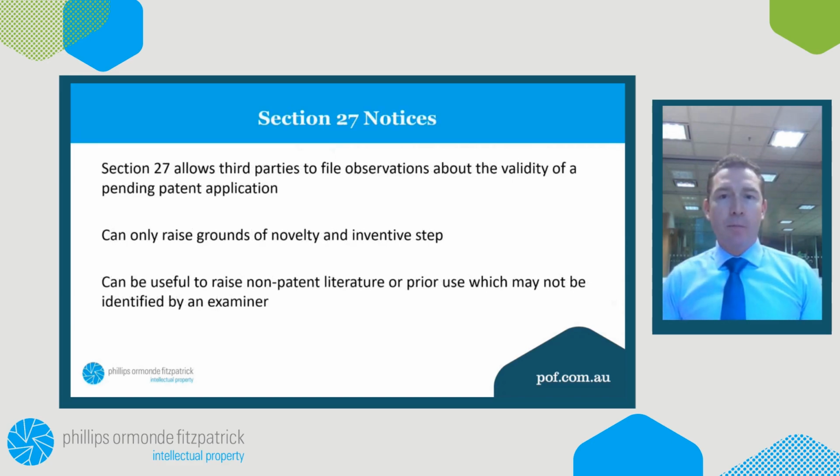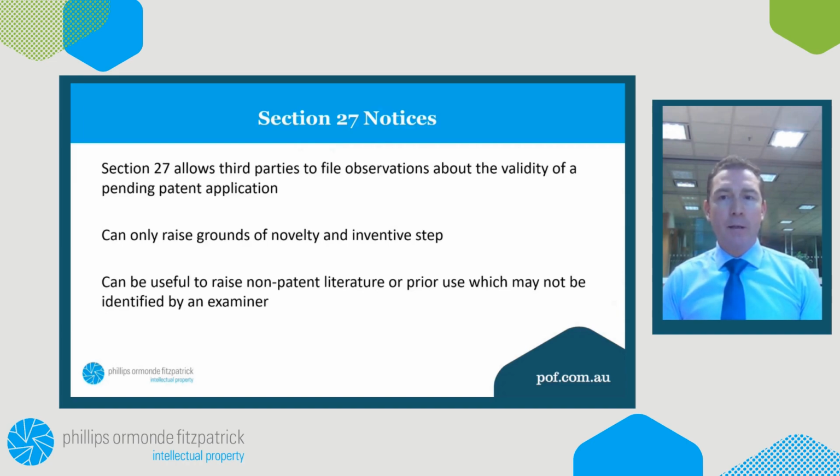The first mechanism that I want to discuss is referred to as a Section 27 notice. And this is the mechanism under the Australian patent system that allows for the filing of third-party observations in relation to pending applications.